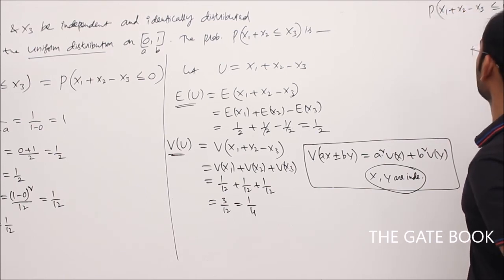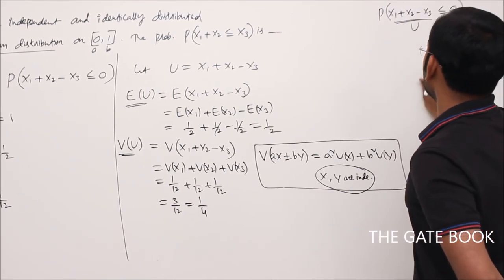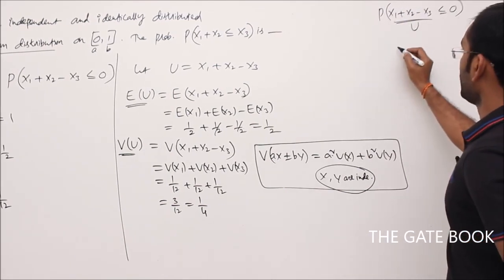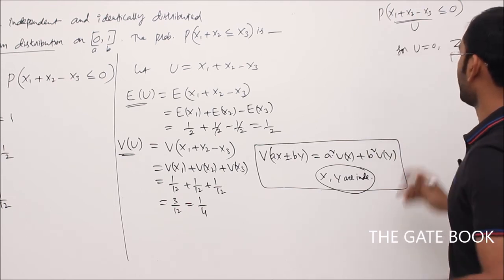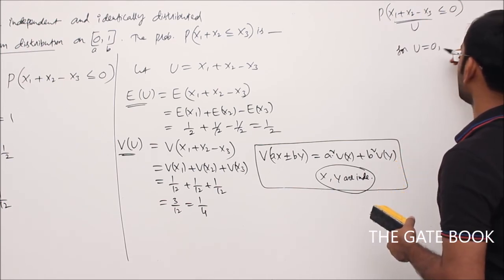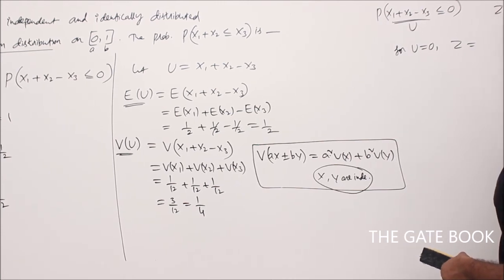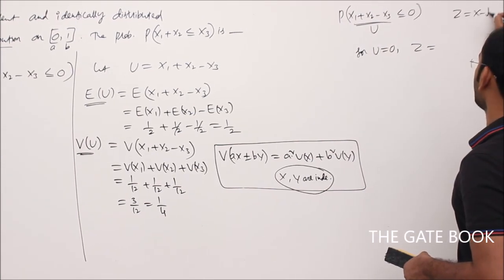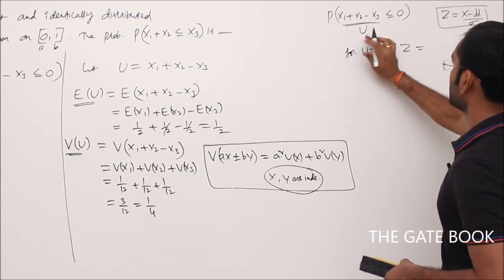We have to find this value, and we are taking it as u. Now for u0, what is the corresponding z value? I am converting into normal distribution. For u0, the corresponding z is, by the general formula for a standard normal variable, z is equal to x minus mu by sigma. Here our x is u.